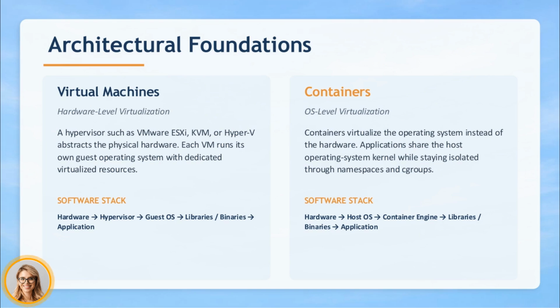Virtual machines utilize hardware-level virtualization, where a hypervisor like VMware ESXi or Hyper-V abstracts the physical hardware. Each VM runs its own guest operating system with dedicated virtualized resources, creating a full stack from hardware to application. In contrast, containers employ OS-level virtualization, sharing the host operating system kernel. Applications within containers remain isolated through namespaces and cgroups, resulting in a lighter software stack that omits the redundant guest OS. This fundamental difference drives many of their performance and efficiency distinctions.